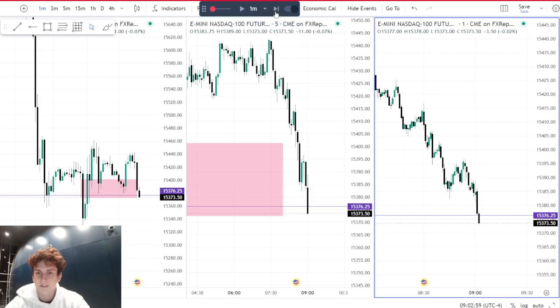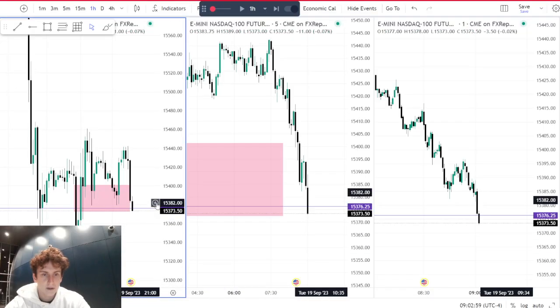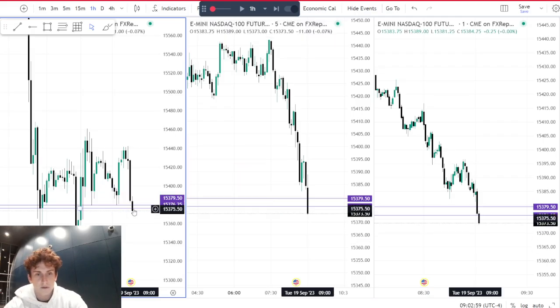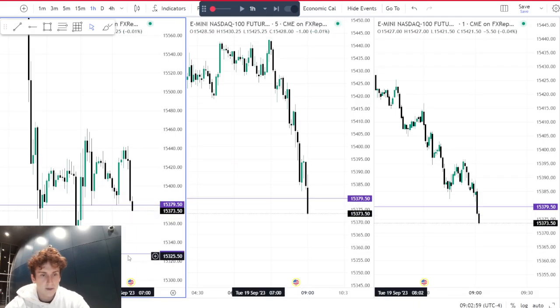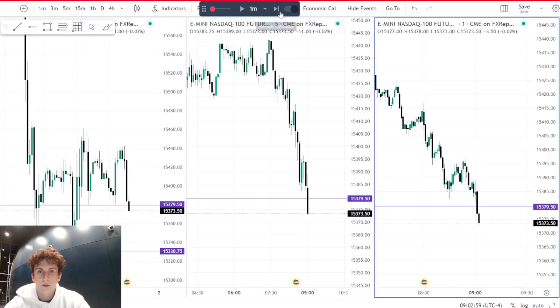So understand the lows of the market. We had relatively equal lows right here that price swept. It's trading under right now. We're going to continue.